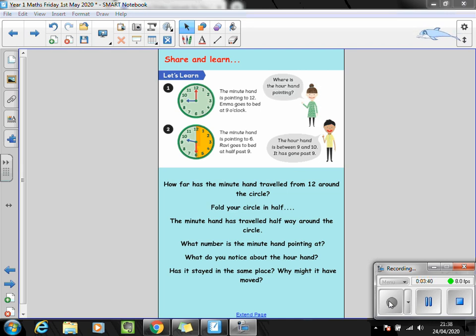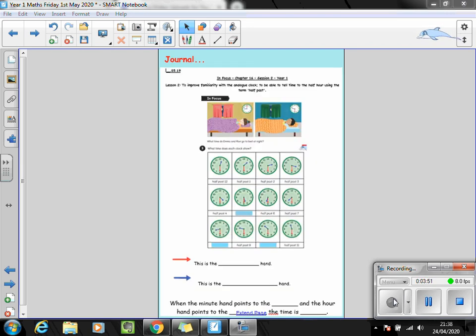Again, what do you notice about that blue hour hand? Has it stayed in the same place? Why might it have moved? And I want you to journal your learning. Again, I've attached this journal entry if you want to print it out as a document on the website.